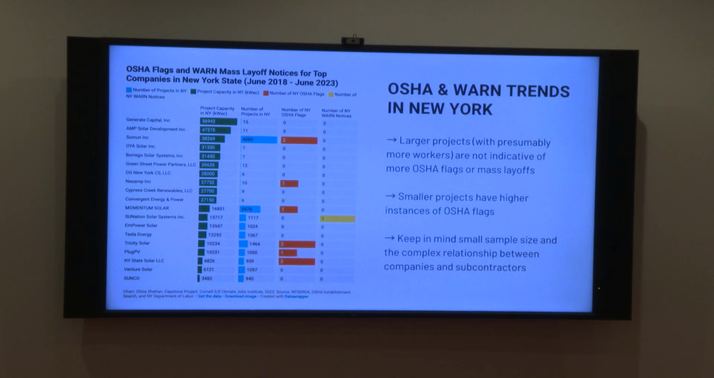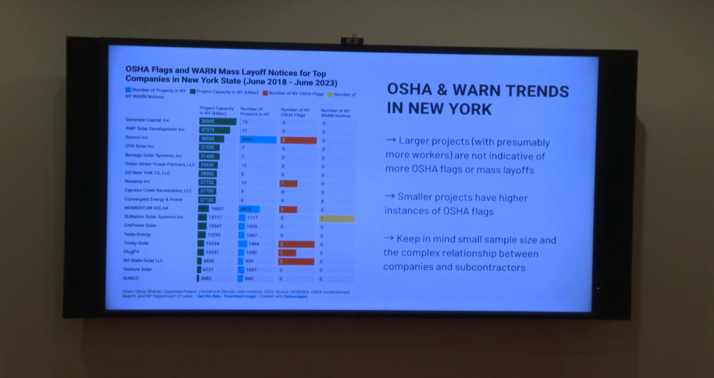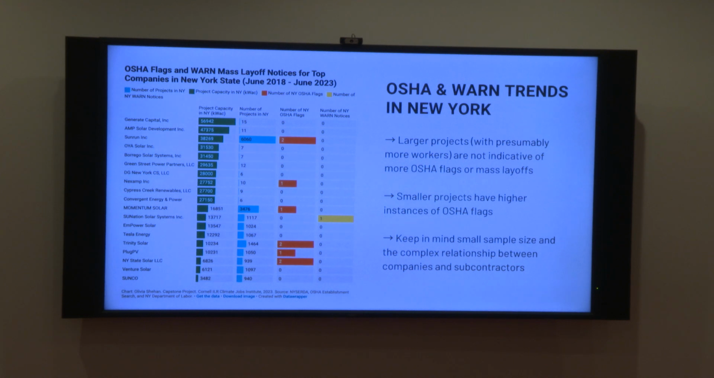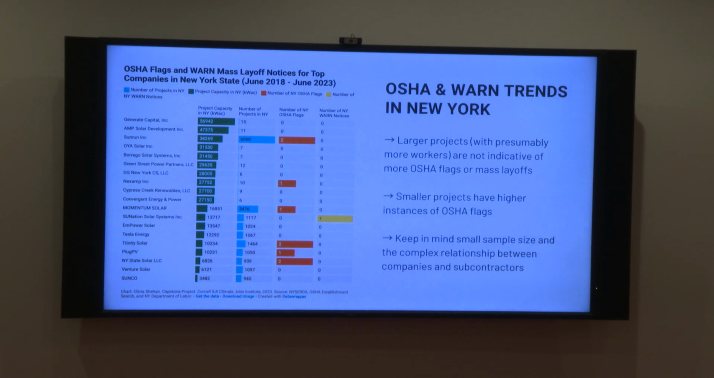So for our next visualization, we move away from maps to our charts. The clear outlier here is Sunrun. I don't know what Sunrun is doing, but they're doing a crazy number of projects in New York State. But otherwise, you can see that the interesting thing is larger projects with presumably more workers are not necessarily indicative of more OSHA flags or mass layoffs.